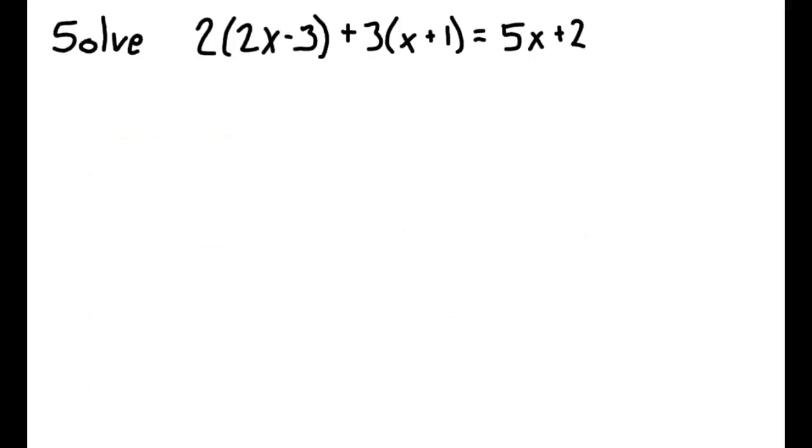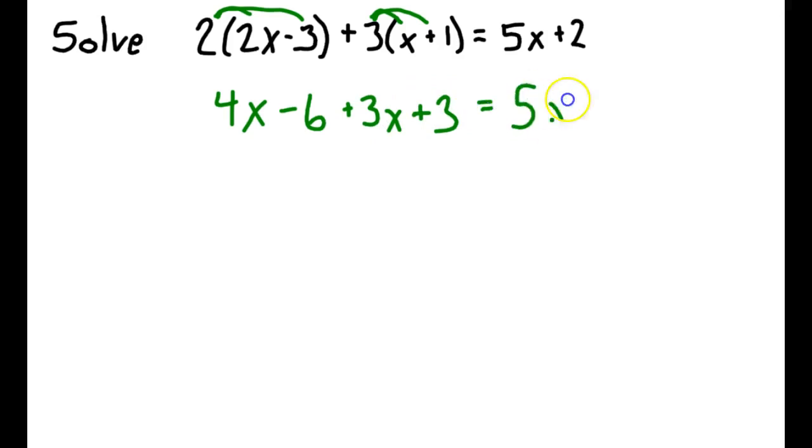In this first example, we want to solve this linear equation. We have 2 times the quantity 2x minus 3 plus 3 times the quantity x plus 1 equal to 5x plus 2. So the first thing we're going to have to do is distribute 2 to both terms inside the parentheses. 2 times 2x is 4x. 2 times negative 3 is minus 6. Same thing, we have to distribute the 3 to both terms inside the parentheses. So we have 3 times x, positive 3x, 3 times 1 is plus 3, equal to 5x plus 2.